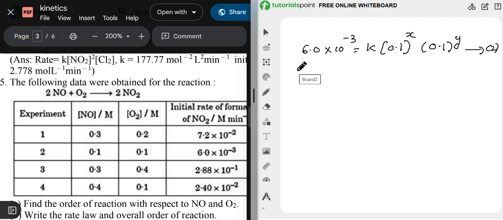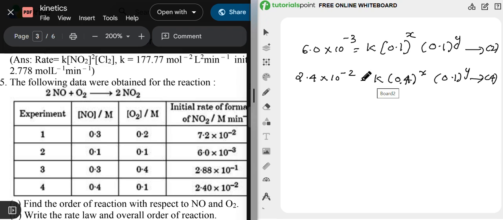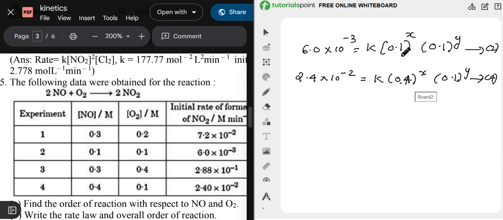Now the last, fourth data. 2.4 into 10 raised to minus 2 is equal to K into, sorry, 0.4, 0.4 raised to X into 0.1 raised to Y. Fourth equation. Now see here, this is 0.1, this is 0.4. So the bigger number I take in the numerator. So I will do equation 4 divided by equation 2.